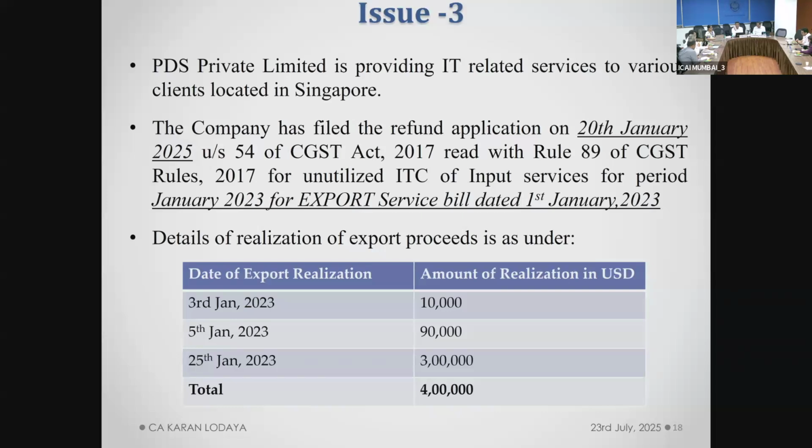Now coming to our third issue. Second issue, everyone is okay, no? Now coming to the third issue. I have filed a refund application on 20th January 25, and my export proceeds I have received on 3rd January 23, 5th January 23, and 25th Jan 23. So here my 2 years under 54(1) comes into play, 2 years from the end of the relevant period. 3rd Jan and 5th Jan 23, and I have filed on 20th of Jan 25. Whether the refund claim will be rejected on this ground, that it has gone beyond 2 years.